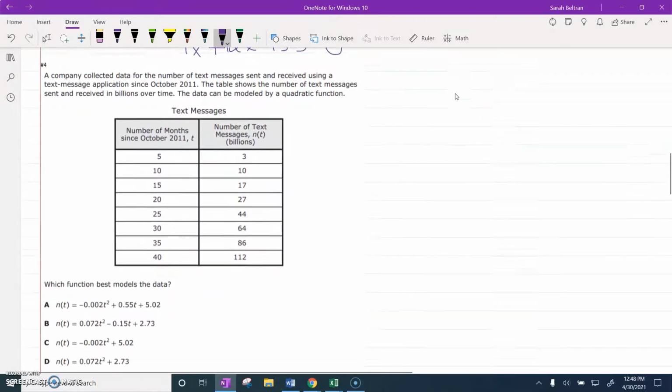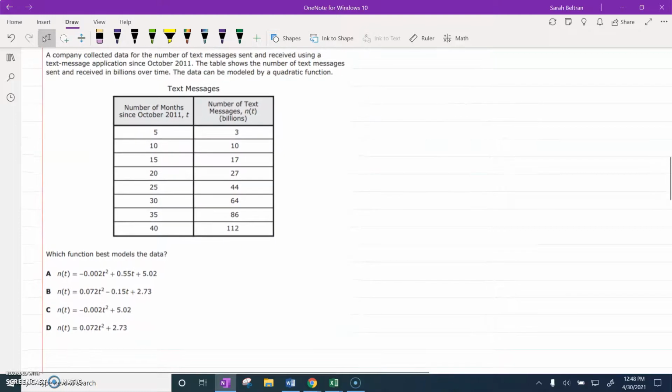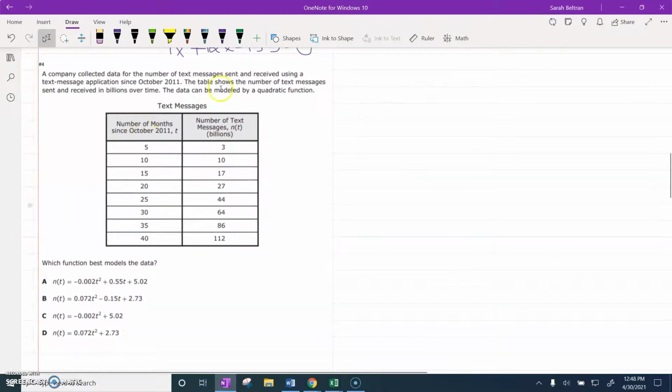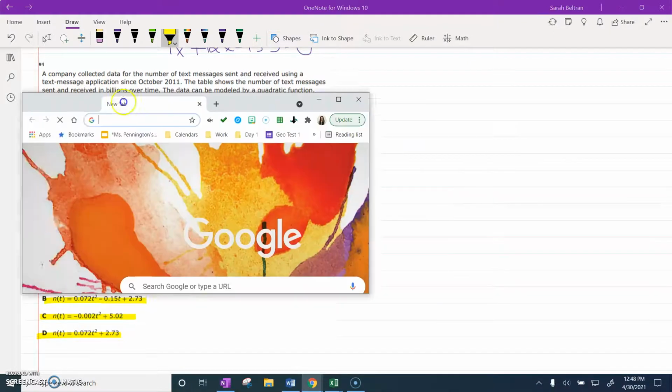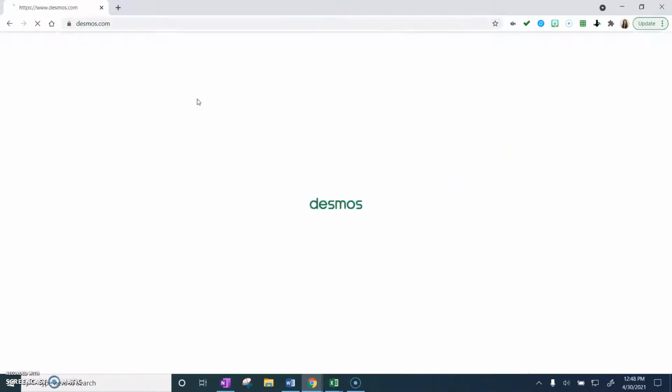All right, number 4. Let me zoom out a bit. This is the same one that you had on your sim test. So my advice to you is to graph each and every one of these. Graph them all. And once you've graphed them all, you know how on Desmos calculator you can put multiple graphs on one. So let's pull it up really quick.